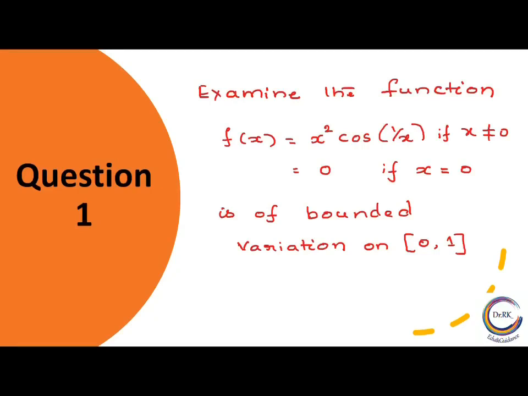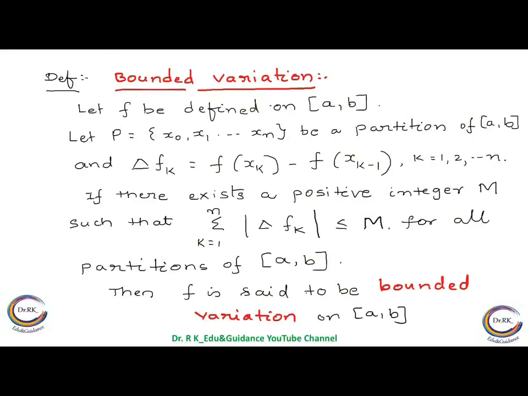So first question is examine the function f of x equal to x squared cos 1 by x if x is not equal to 0, 0 otherwise. That means at x equal to 0. This function is of bounded variation in the closed interval 0, 1. So let us see the definition.